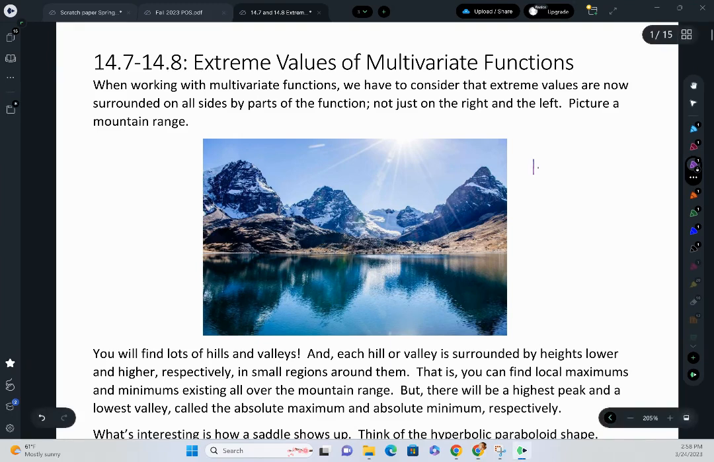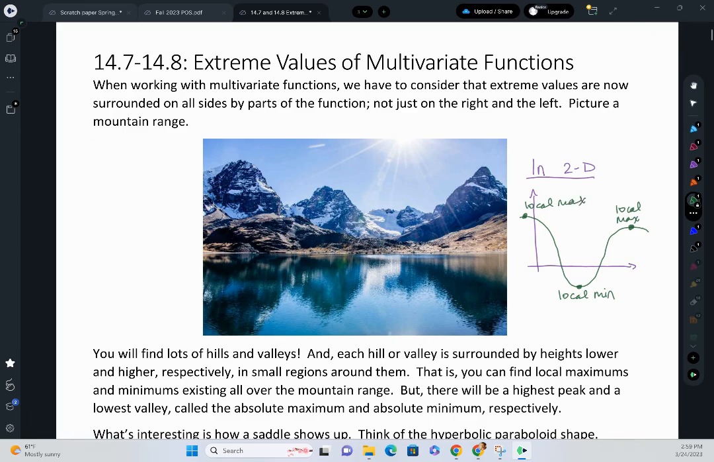So if you recall, in 2D, when we're working with extrema, for example, if we had a function on an xy axis that looked something like this, then down here at the bottom, we would call this a local min because it's the lowest point in a small neighborhood. And then we would call this point over here a local max. And probably this one over here would also be a local max. And the way that we found these extrema in 2D was we would find the first derivative, set it equal to 0, and then solve.